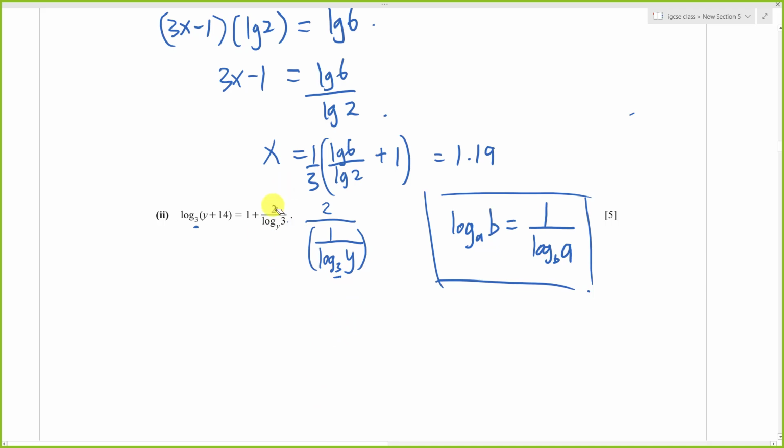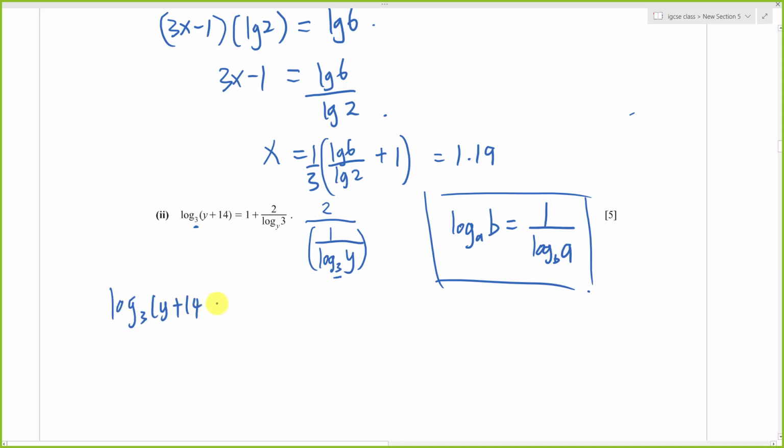Of course, if today the examiner tried to make this question look harder, they would not give you a 3 here. Maybe they give you an 8 here. Then you can't use this formula, you have to use another change-of-base formula. But maybe the examiner just doesn't want to make this question so hard, so they just give you the 3 here so you can just swap like this. Alright, so I will do everything together.